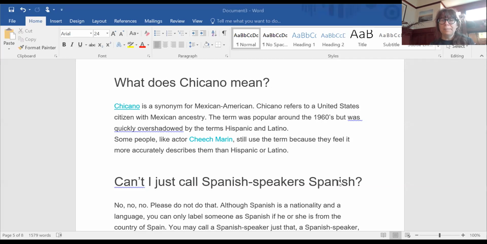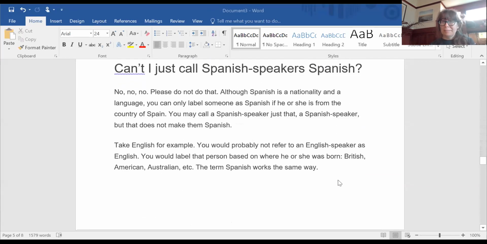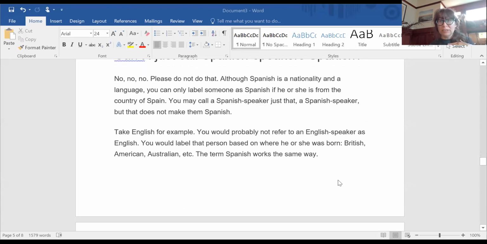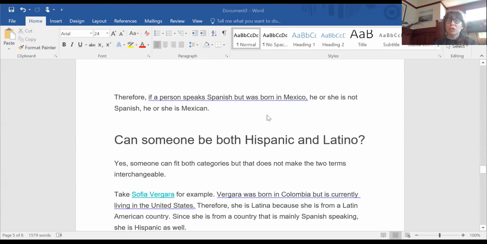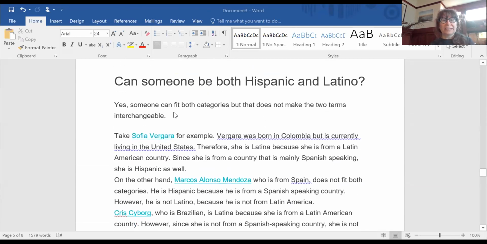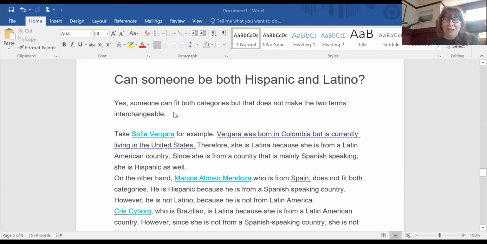Let me scroll this up. But that does not make them Spanish. If I take Spanish in school and study it, which I haven't, you can tell, that doesn't make me Spanish. Take English, for example. You would probably not refer to an English speaker as English. You would label that person based on where he or she was born, British, American, Australian, etc. The term Spanish works the same way. Therefore, if a person speaks Spanish but was born in Mexico, he or she is not Spanish, he or she is Mexican. Next question, can someone be both Hispanic and Latino?